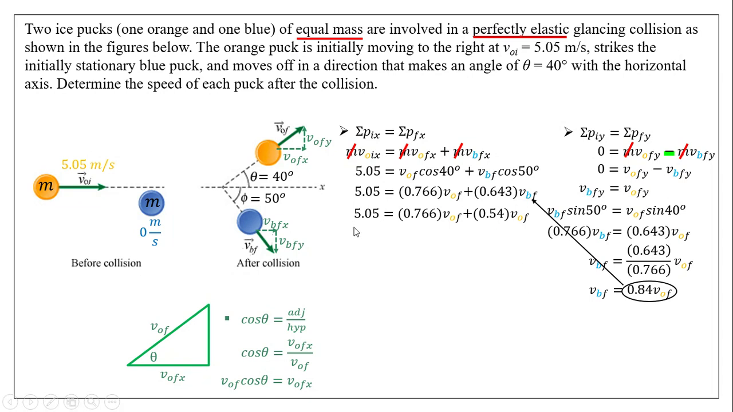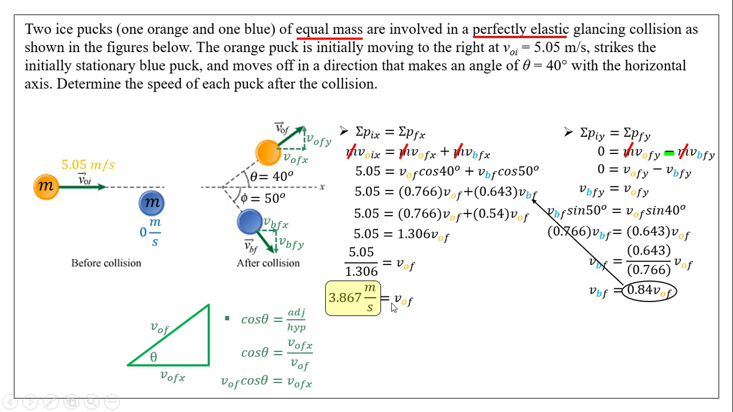Now that we have this statement, you notice that there's only one unknown, which is VOF. So I'm going to combine like terms. 0.766 VOF plus 0.54 VOF will give you 1.306 VOF. And now to get VOF by itself, just divide both sides by 1.306, which I did here. Then VOF will give you an answer of 3.87 meters per second. So that's that. And it says speed here. Why? Because the direction is already given to us as 40 degrees.